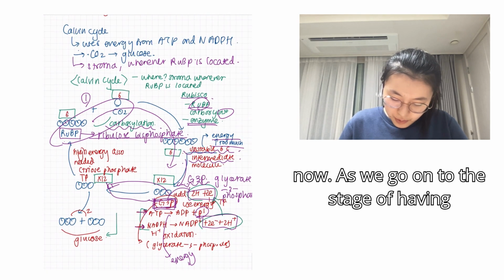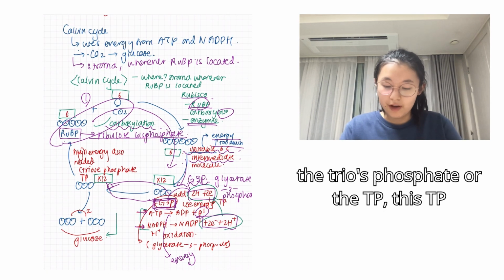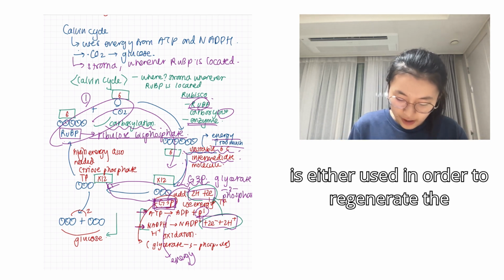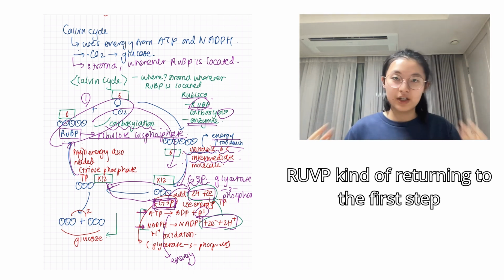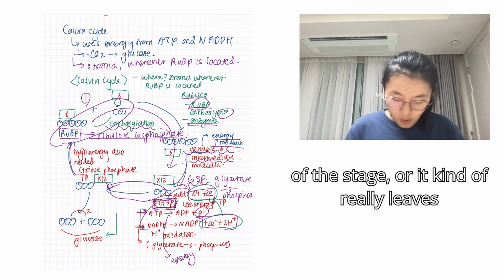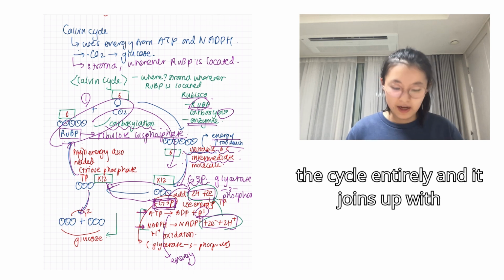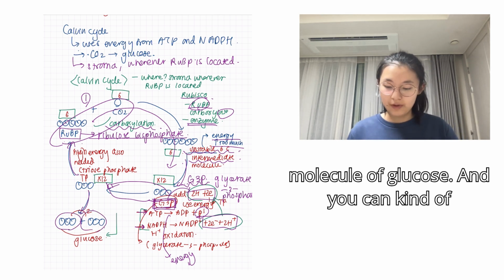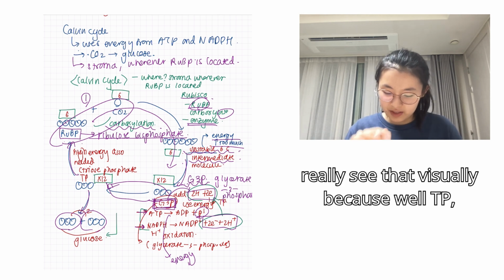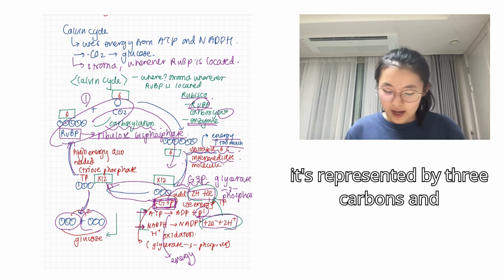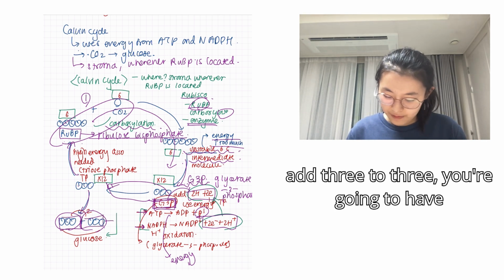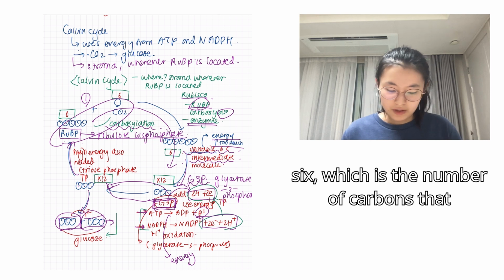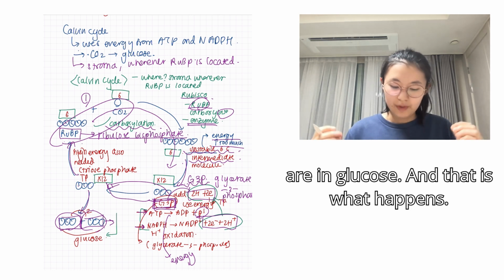Now, as we go on to the stage of having the triose phosphate, or the TP, this TP is either used to regenerate the RuBP, returning to the first step of this stage, or it leaves the cycle entirely and joins up with another TP molecule to form a molecule of glucose. You can see that visually because TP is represented by 3 carbons, and adding 3 to 3, you have 6, which is the number of carbons in glucose. And that is what happens.